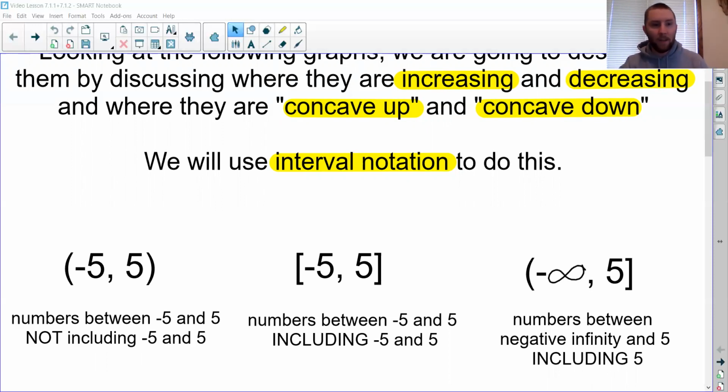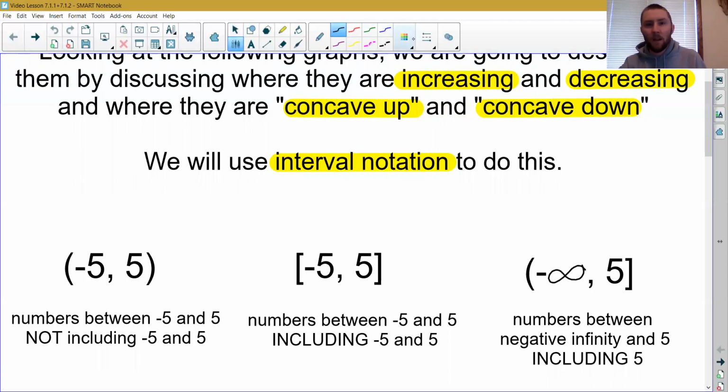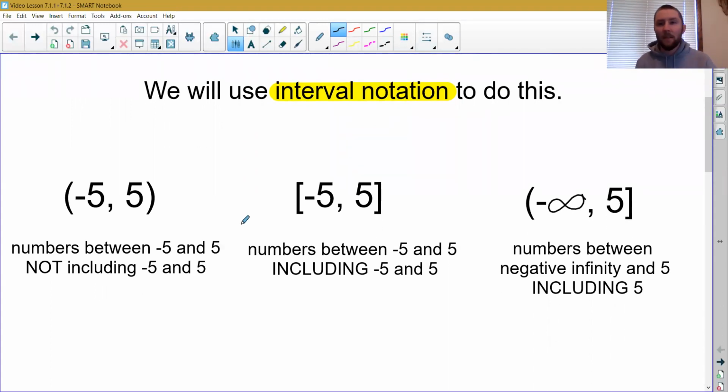And the difference between an interval with parentheses and an interval with these squared off brackets is that with the squared off brackets, you are including the boundary points. If you're using parentheses, you're not including them. So we sort of think of it along the same lines as greater than or equal to versus just greater than. So this interval here would be -5 less than x less than 5, right? There's no equal to here. So this interval does not include -5 and 5.